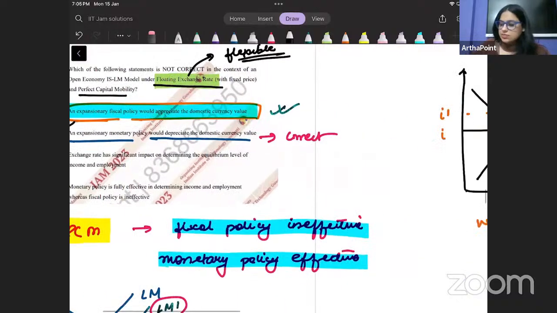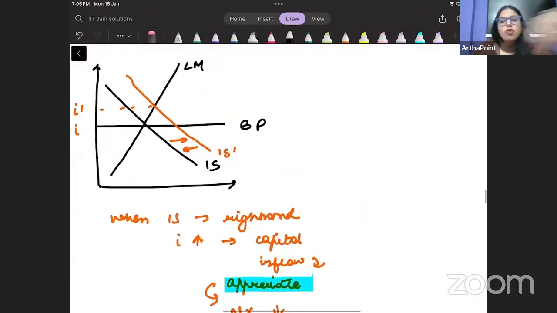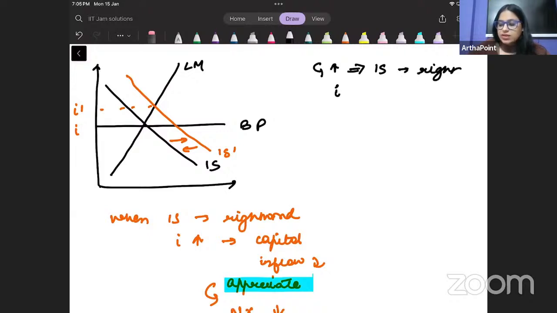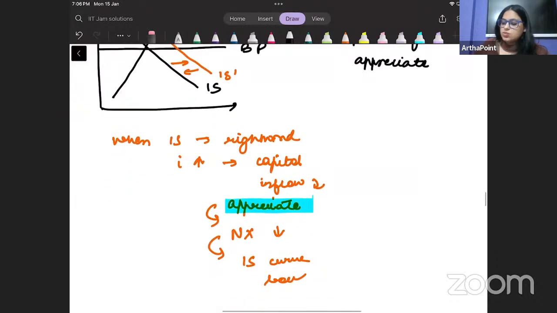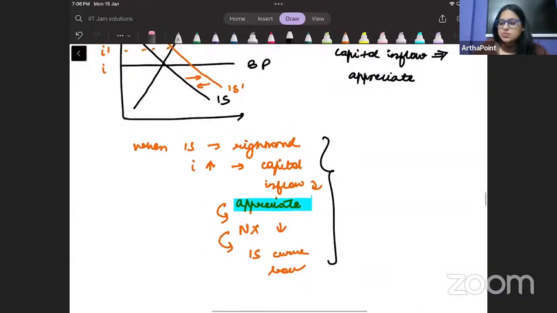Part A. Yes. This is the explanation of part A. So what this is saying is that there is expansionary fiscal policy. So fiscal policy expansion means G increases. So your IS curve is shifting to the right. When IS is shifting to the right, the interest rate is increasing. When interest rate increases, सारा capital का inflow हो जाएगा. So capital inflows. When capital inflows, your currency will appreciate. That's the explanation. This is what I've written. Just make a note, okay?